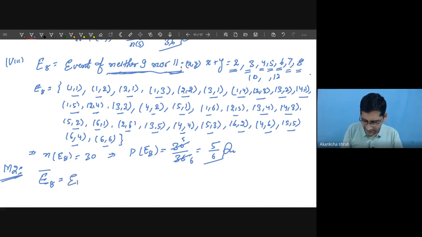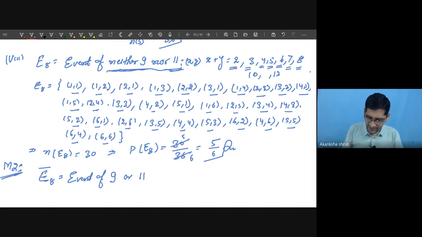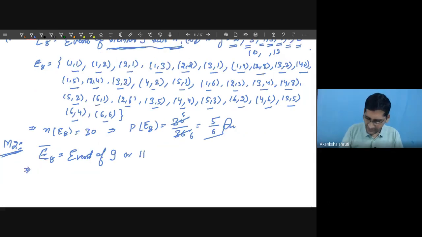So this is our event of 9 or 11. This event I am going to write. Then E8 becomes the complement of this one. So go for writing this. It means x plus y shall be either 9 or 11. So once we count for the 9, E8 bar.